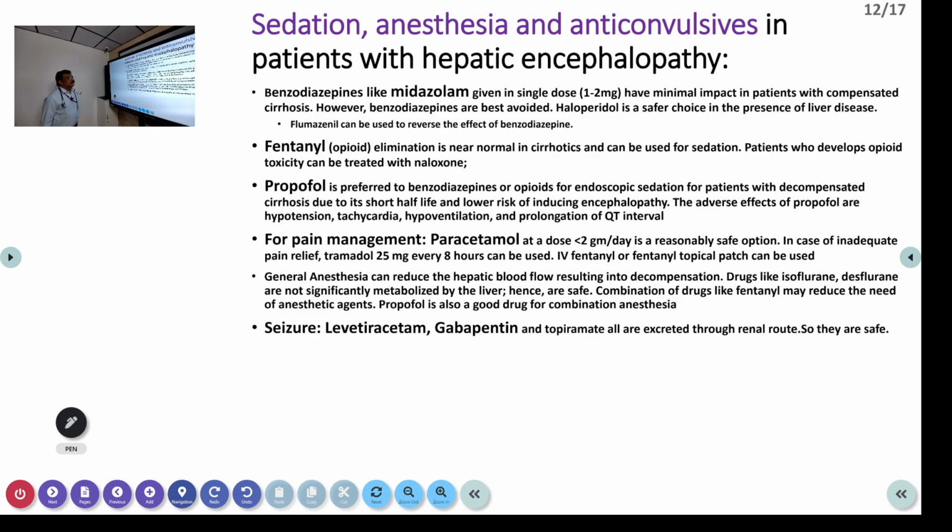Now sedation, anesthesia, anticonvulsant, it's a big topic. We cannot discuss it now. Avoid long-acting drugs like diazepam and all. Short-acting drugs can be selected if the patient is agitated. You can go for midazolam. It's a very short-acting drug. Then other drugs like fentanyl can be given. Propofol.